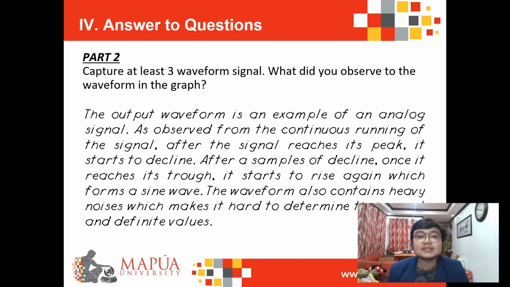So capture at least 3 waveform signal. What did you observe to the waveform in the graph? So the output waveform is an example of an analog signal. As observed from the continuous running of the signal, after the signal reaches its peak, it starts to decline. After a number of samples of decline, once it reaches its trough, it starts to rise again, which forms a sine wave. The waveform also contains heavy noises, which makes it hard to determine their exact and definite values.